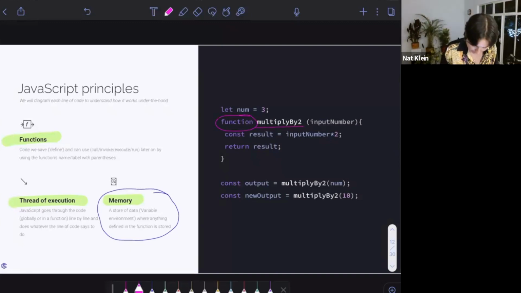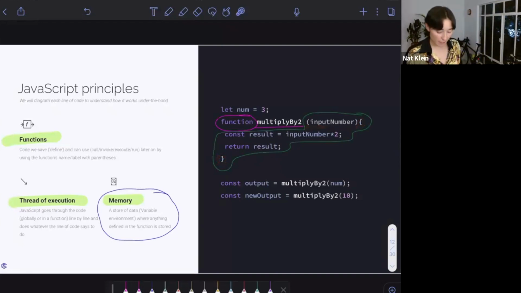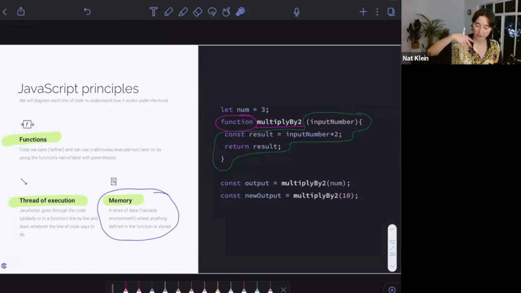And so the function definition in this case is everything here. It's all of the code that is inside these curly braces. And it also includes the parameters here, which, as Ian had mentioned, are almost placeholders for data that we're going to pass into our function, that we're going to do something with.